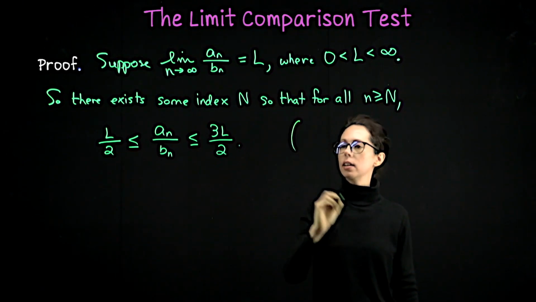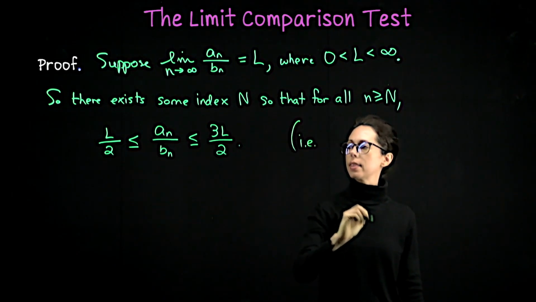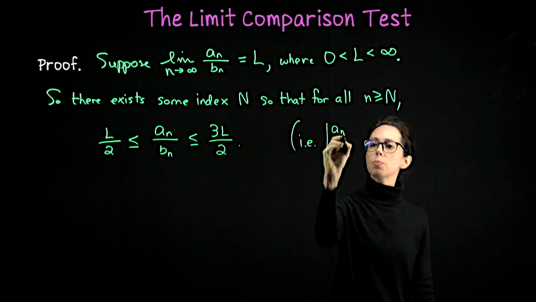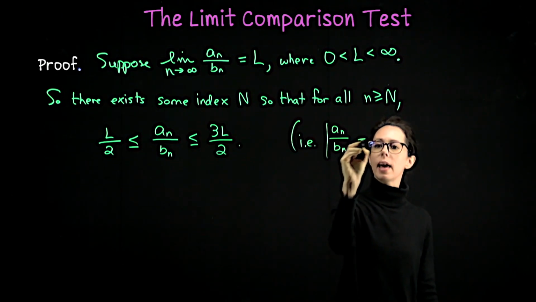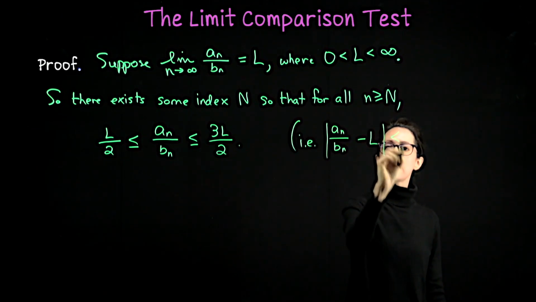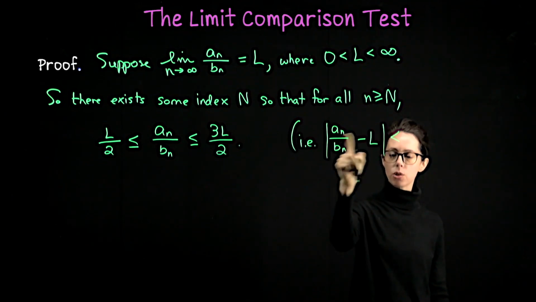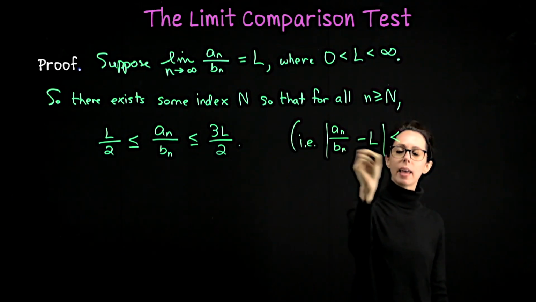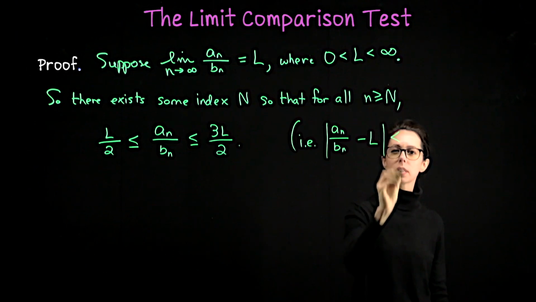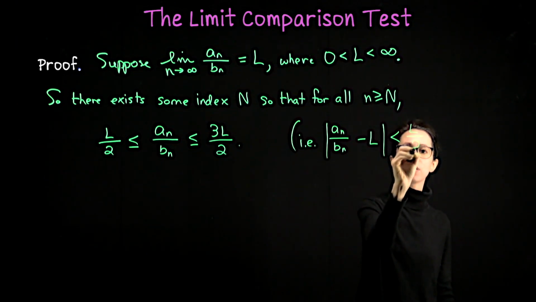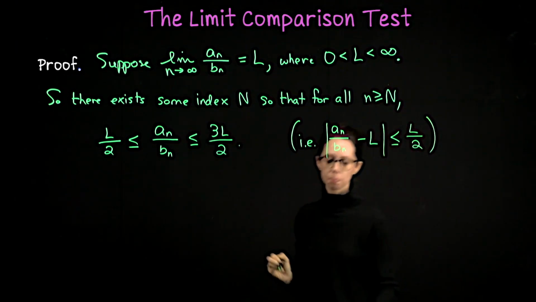This can be made a little bit more rigorous. If you're interested, you could set this up originally as the distance between the terms an over bn and this limit L can be made suitably small. So I can make this suitably close to the limit. And in this particular context, suitably small, I'm going to take to be the value L over 2, less than or equal to.